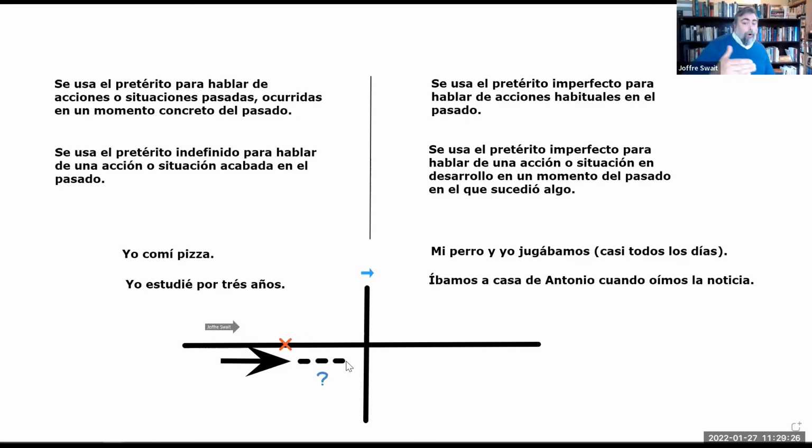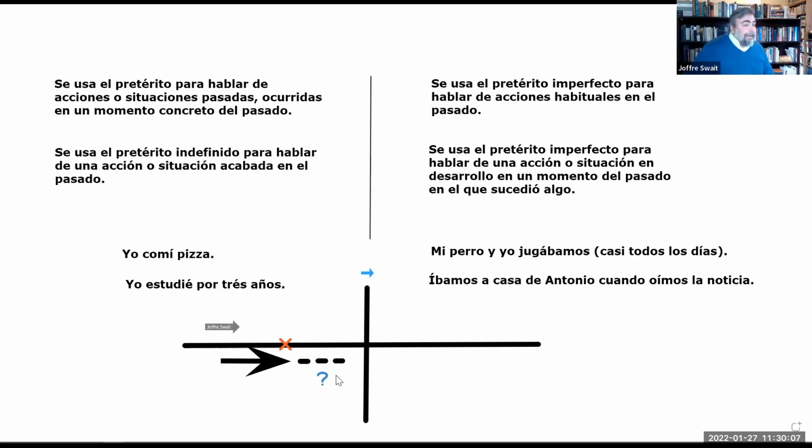But we were going to the house of Anthony when we heard the news. So we were going. So as I said, with habitual actions, we can say we used to go. But this could also be we were going, right? This is what the imperfect can do. It's an action that is, we don't know what is going to happen after. Everything has happened in the past, though. The story is over. However the story continues, we know that it's all over. So the arrow is we were going to the house. It was interrupted by we heard the news. And so it's a dotted line with a question mark after that because we don't know what happens after that.